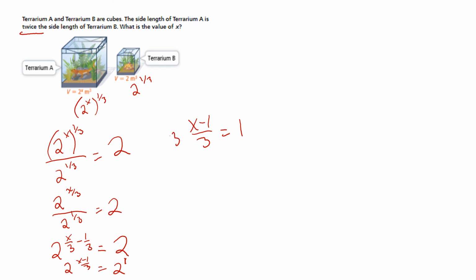So we have x minus 1 equals 1 times 3 is 3, plus 1, plus 1. So x equals 4. So it's asking for what is the value of x. x equals 4.